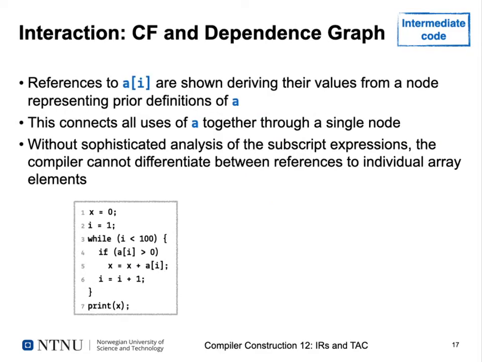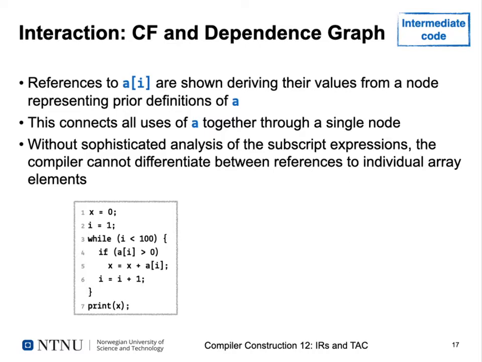So there is some interaction between the control flow and the dependence graphs. So references to an element here, for which we have an example code, which is just an array indexed by I, so we call this array A. And these references are shown deriving their values from a node that represents prior definitions of A. So this means when we have something like a loop here, we can connect all uses of A together through a single node.